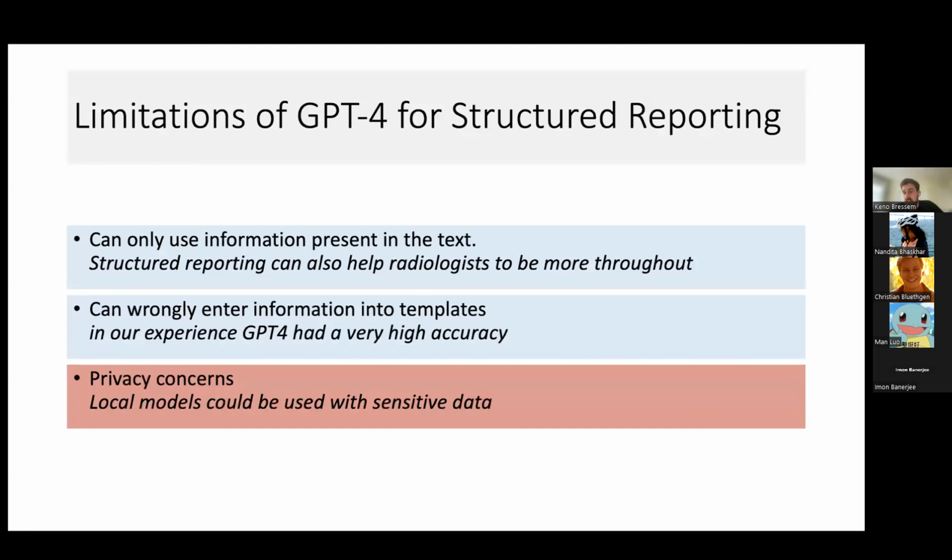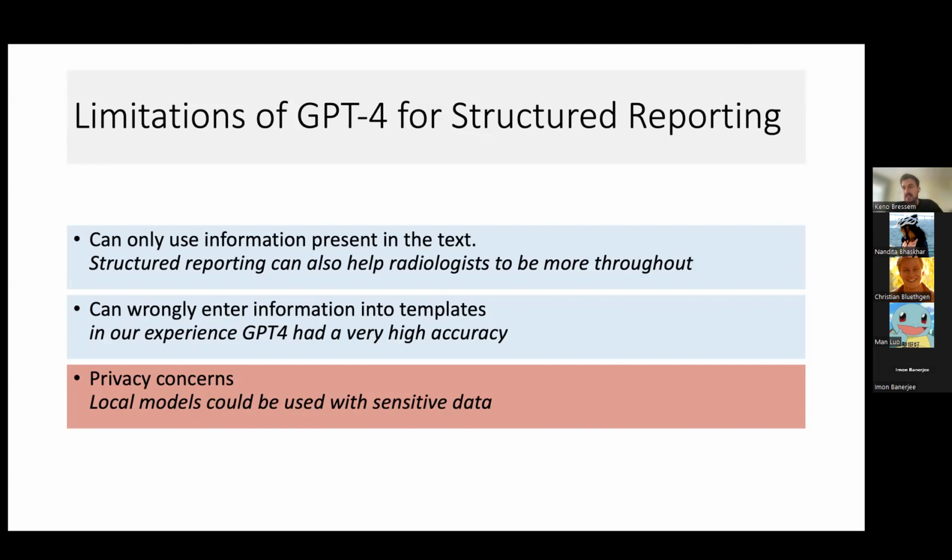But of course, there are again limitations in the approach. At first, it can only use information within the text, which is obvious. But one of the benefits of structured reporting is that GPT can help you to be better at your job. Obviously not if it's a post-hoc structuring of the report.